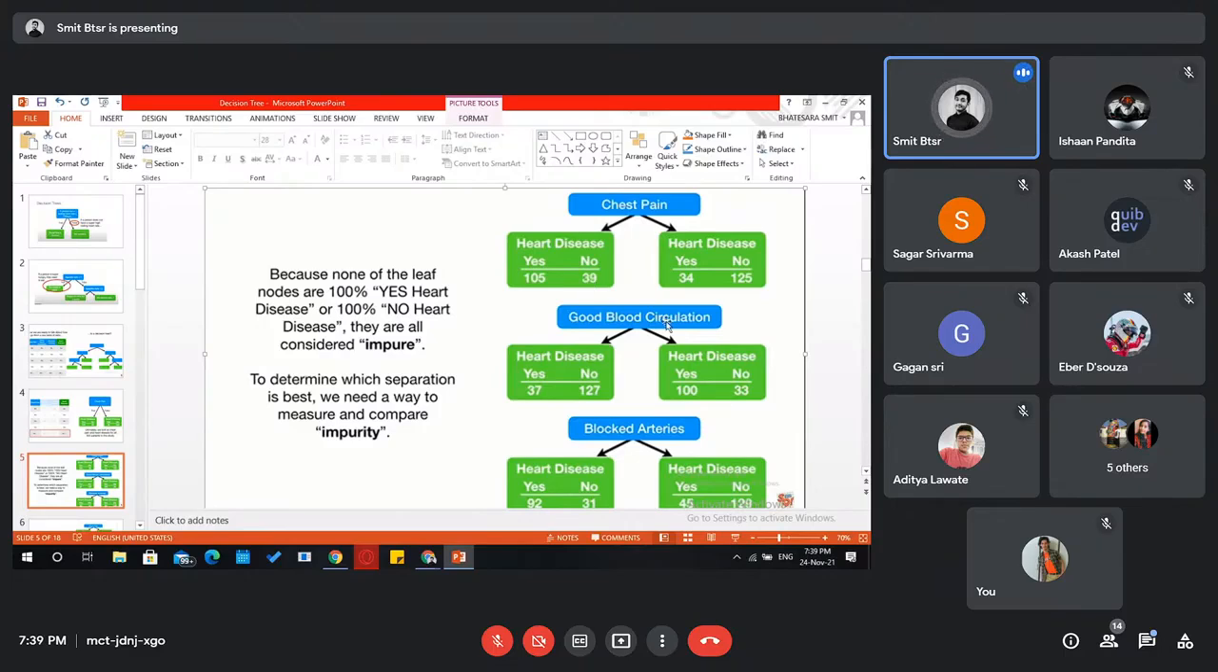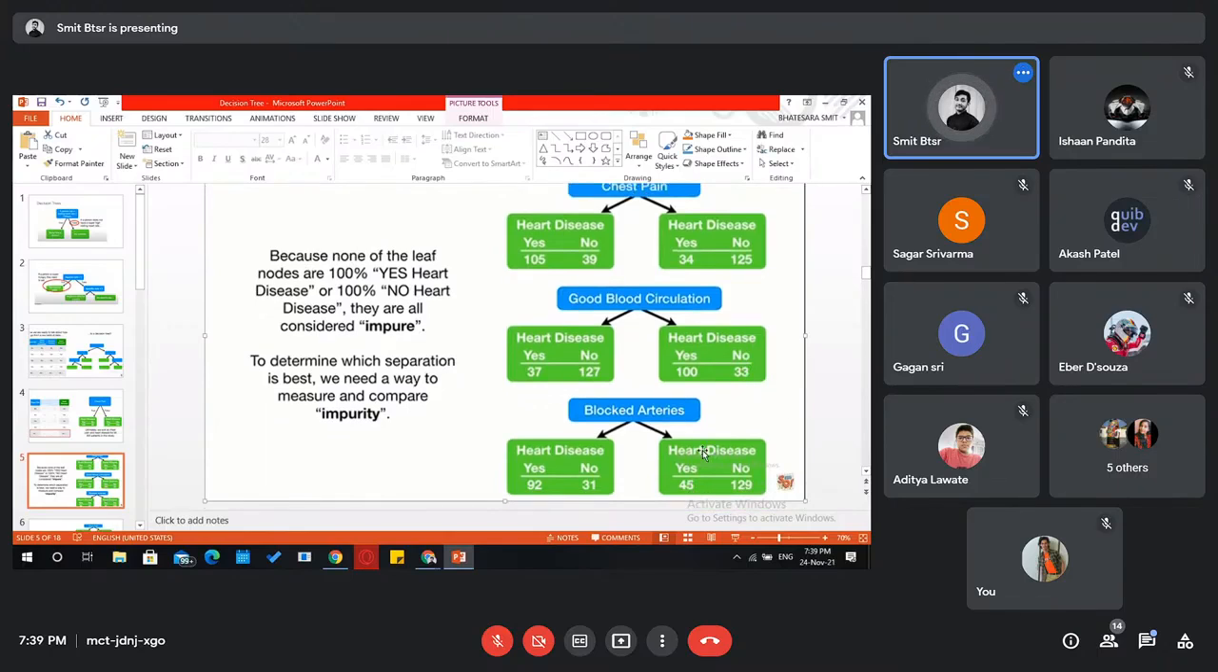But as you can see, there is no such discrimination between yes and no. There are patients with no chest pain and heart disease, and chest pain and no heart disease, right? So similarly, there is no clear discrimination or any relation between heart disease and any of these attributes. Okay, so are you clear with this?